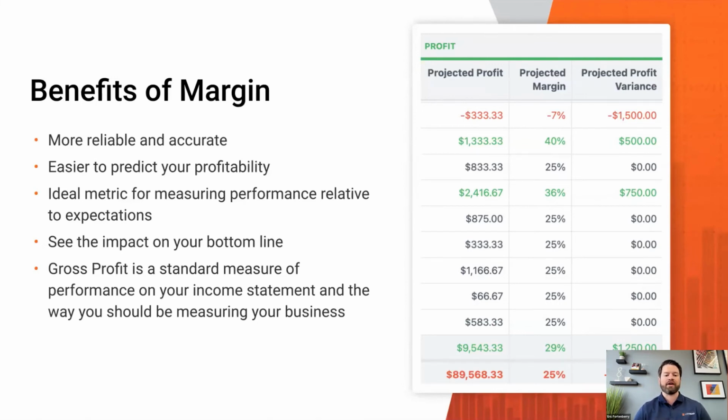I think one of the biggest benefits of margin is that gross profit is a standard measure of performance on your income statement. In every single accounting system, on your income statement, you see your sales, your cost of goods sold, and then your gross profit. Nowhere on your income statement do you see your markup. It just does not come into play. It is not a useful metric for you after you've calculated that sales price. It's just an easier way to calculate it.